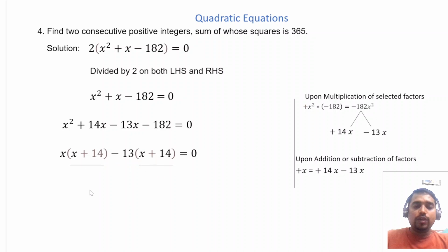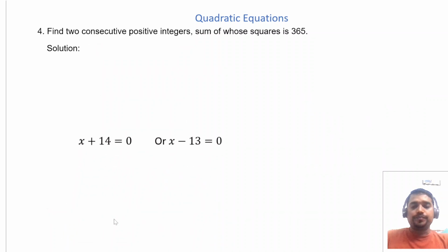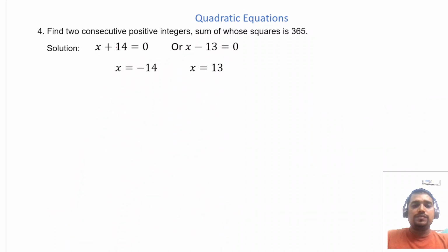If you take x plus 14 common, then from the first term x is left, and from the second term minus 13 is left. So we see that (x plus 14) into (x minus 13) is equal to 0. Therefore, either x plus 14 equals 0 or x minus 13 equals 0. That is, x is equal to minus 14 or x is equal to plus 13. How did we get this minus 14? Upon transpose of plus 14 towards RHS, we get minus 14, and for minus 13, upon transpose, we get plus 13.